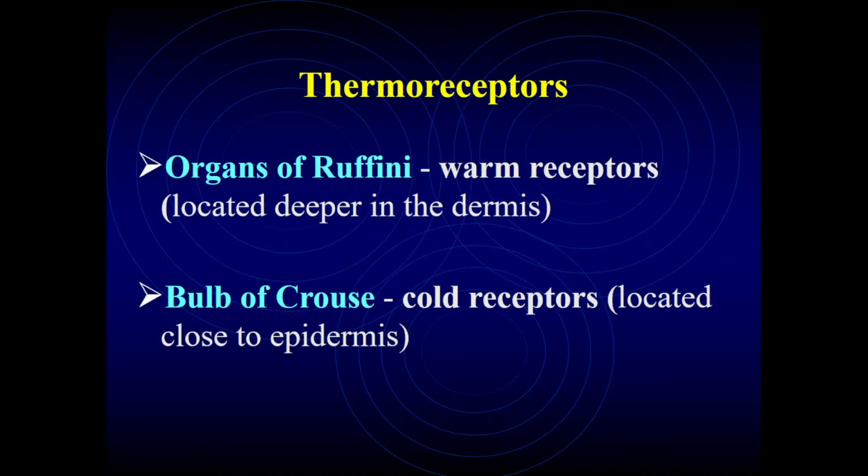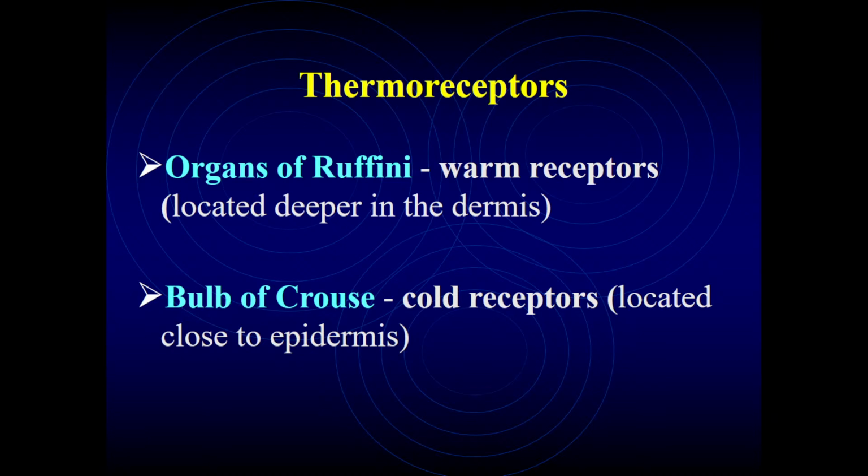The next type of skin sensation is temperature sensation. Temperature skin sensitivity provides information about the temperature of the external environment, which is important for the process of thermoregulation. About the types of thermoreceptors: there are organs of Ruffini and bulbs of Krause. Organs or corpuscles of Ruffini are warm receptors.